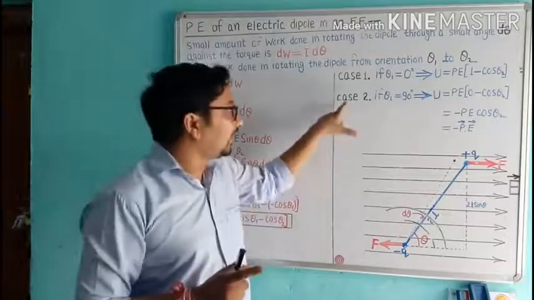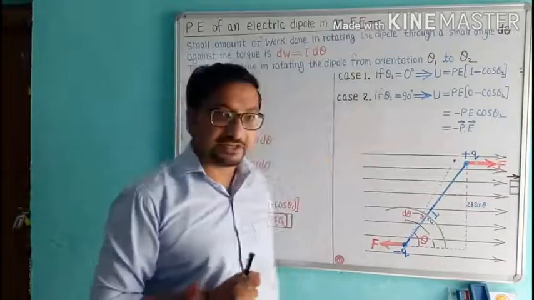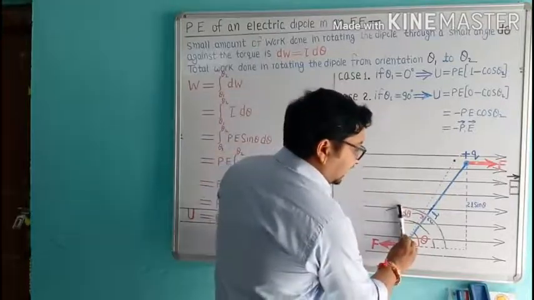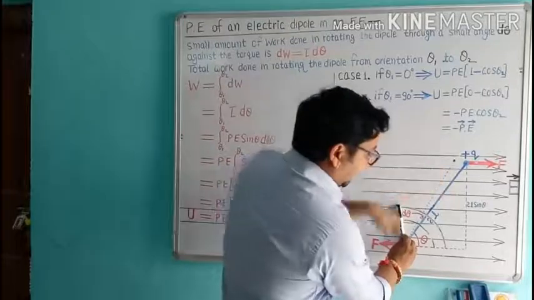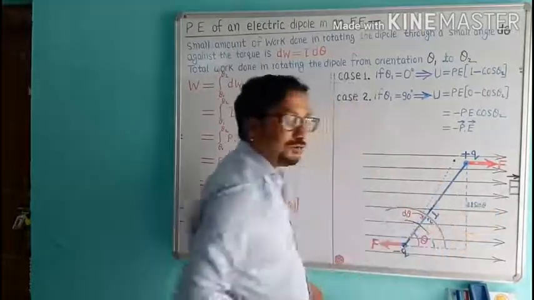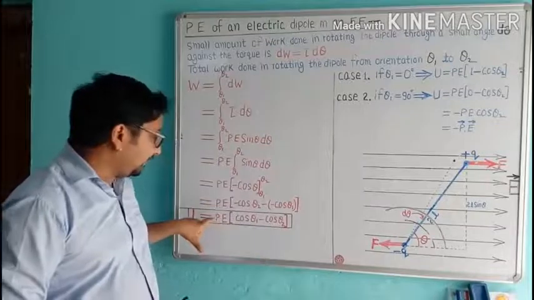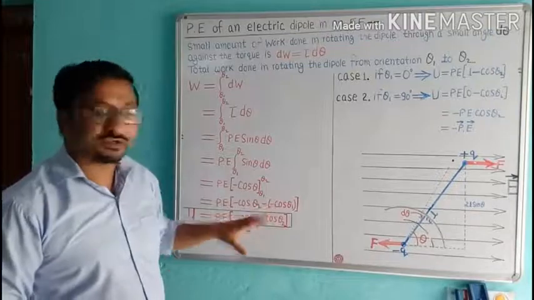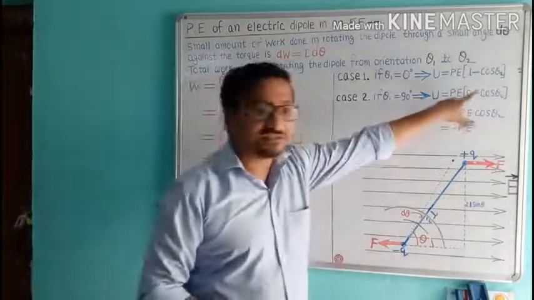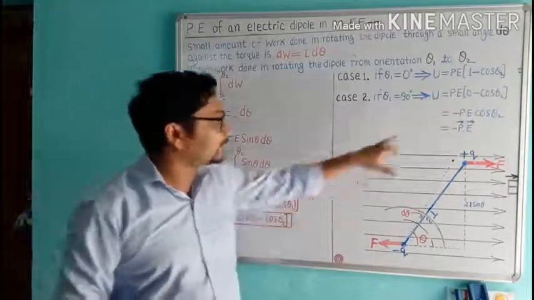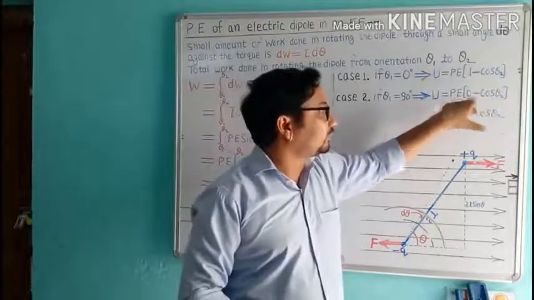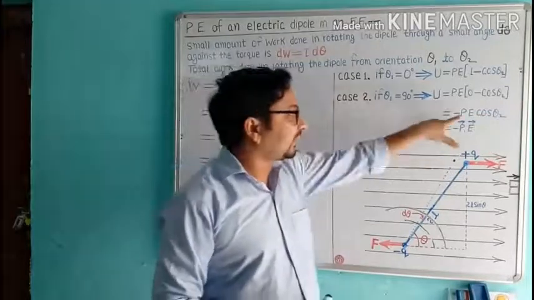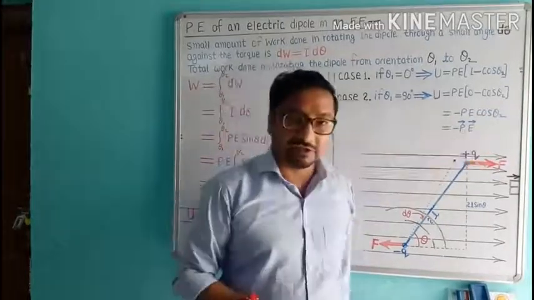Now in case 2, if theta 1 is equal to 90 degrees, that is, initially the electric dipole makes 90 degrees with the direction of the uniform electric field, then U becomes P E (cos 90 minus cos theta 2). The value of cos 90 is 0, so it becomes P E (0 minus cos theta 2), that is minus P E cos theta 2, and we know from the dot product, we can write it as minus P dot E.